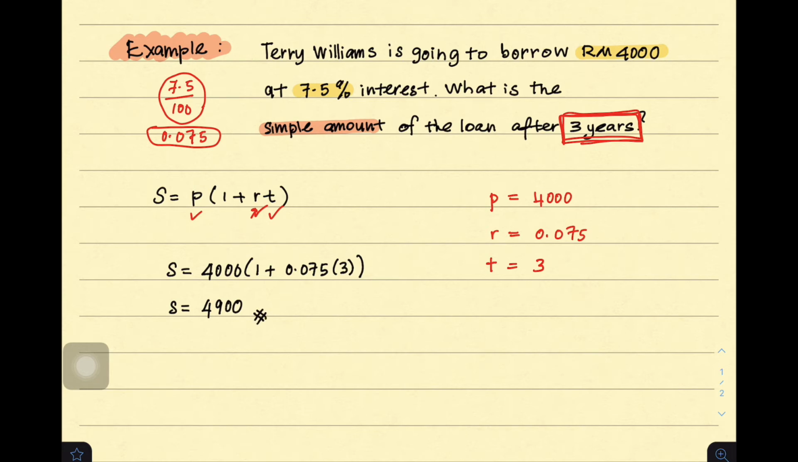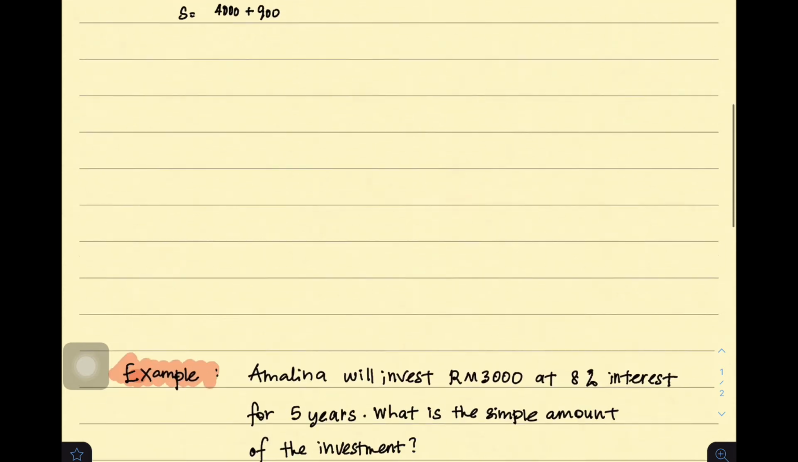What is the meaning by simple amount, guys? Simple amount is the value of principal plus with your interest. Okay, so now you can see that your principal is 4,000. So how much is your interest? Your interest here is 900, because after 3 years you need to pay back to the bank 4,900. Okay, you hanya pinjam 4,000, so the rest RM900 ini adalah nilai interest. Okay, so let's see another example here.